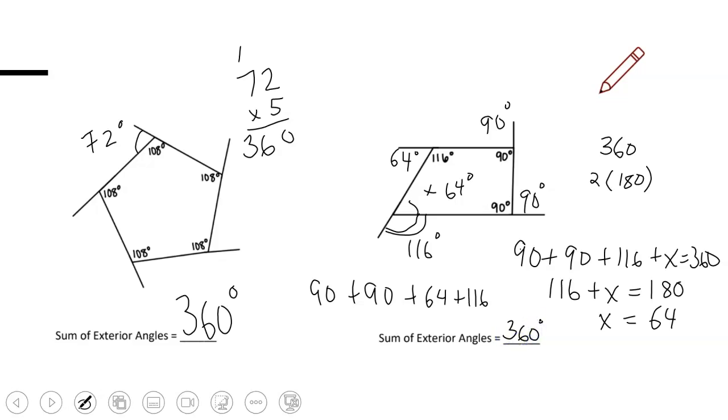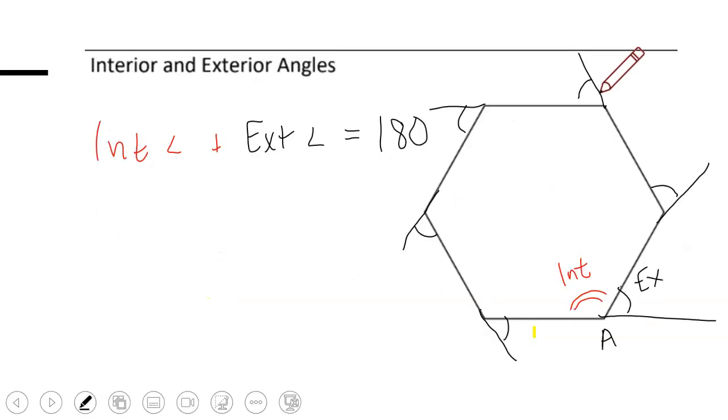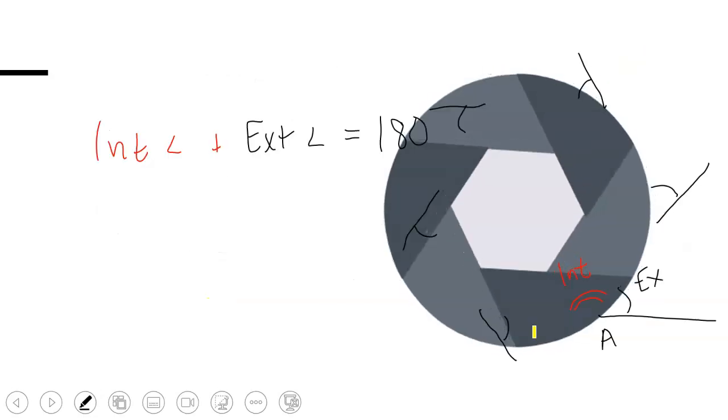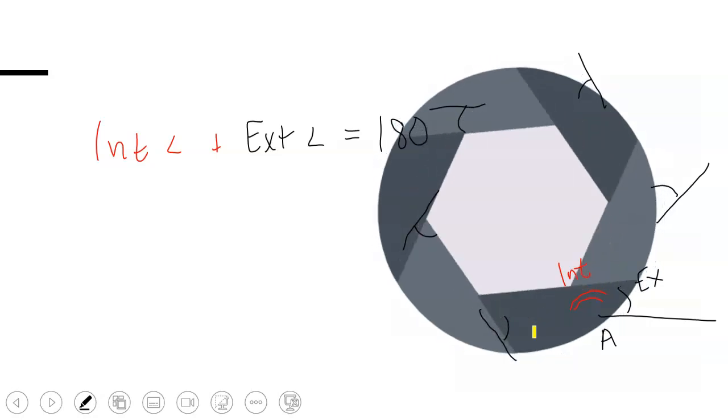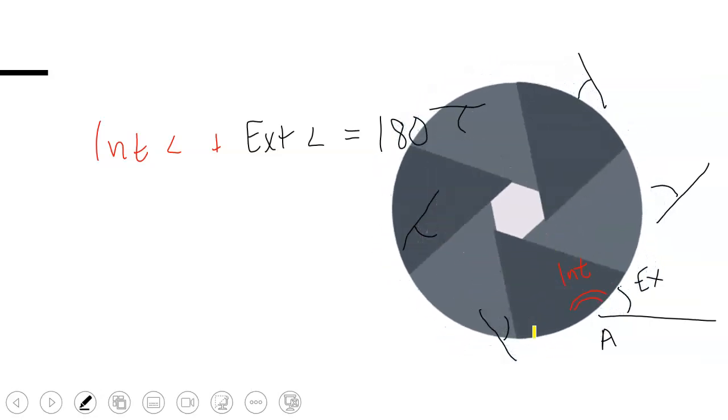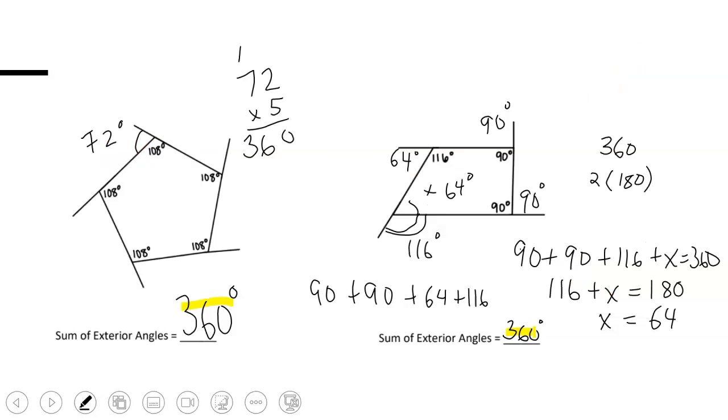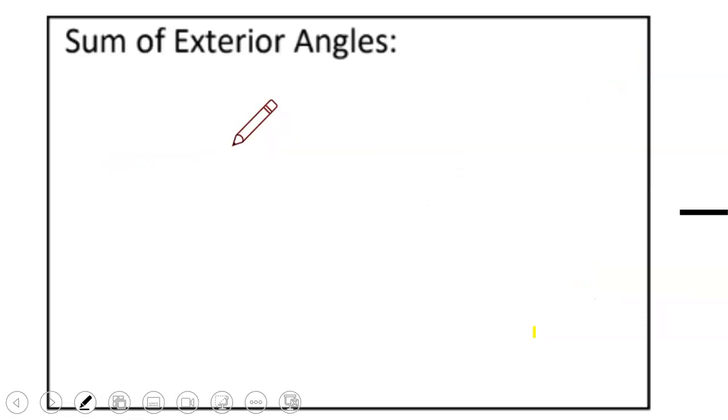That turns out to be maybe a little bit surprising, but it turns out that every polygon has a sum of exterior angles of 360 degrees. We can go back to thinking about that camera closing up. Again, it would close up into a single point, so all of the angles around that camera lens would add up to 360 degrees. So the sum of exterior angles in a polygon is 360 degrees always.